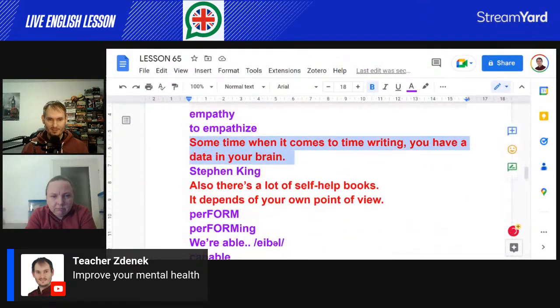And what about those two red sentences? Sometimes, when comes the time to write, or when comes the time to writing. Oh, which one is correct? When the time comes to write, I would say. When the time to write comes, that would be more natural to me. When the time comes, when the time to write comes.